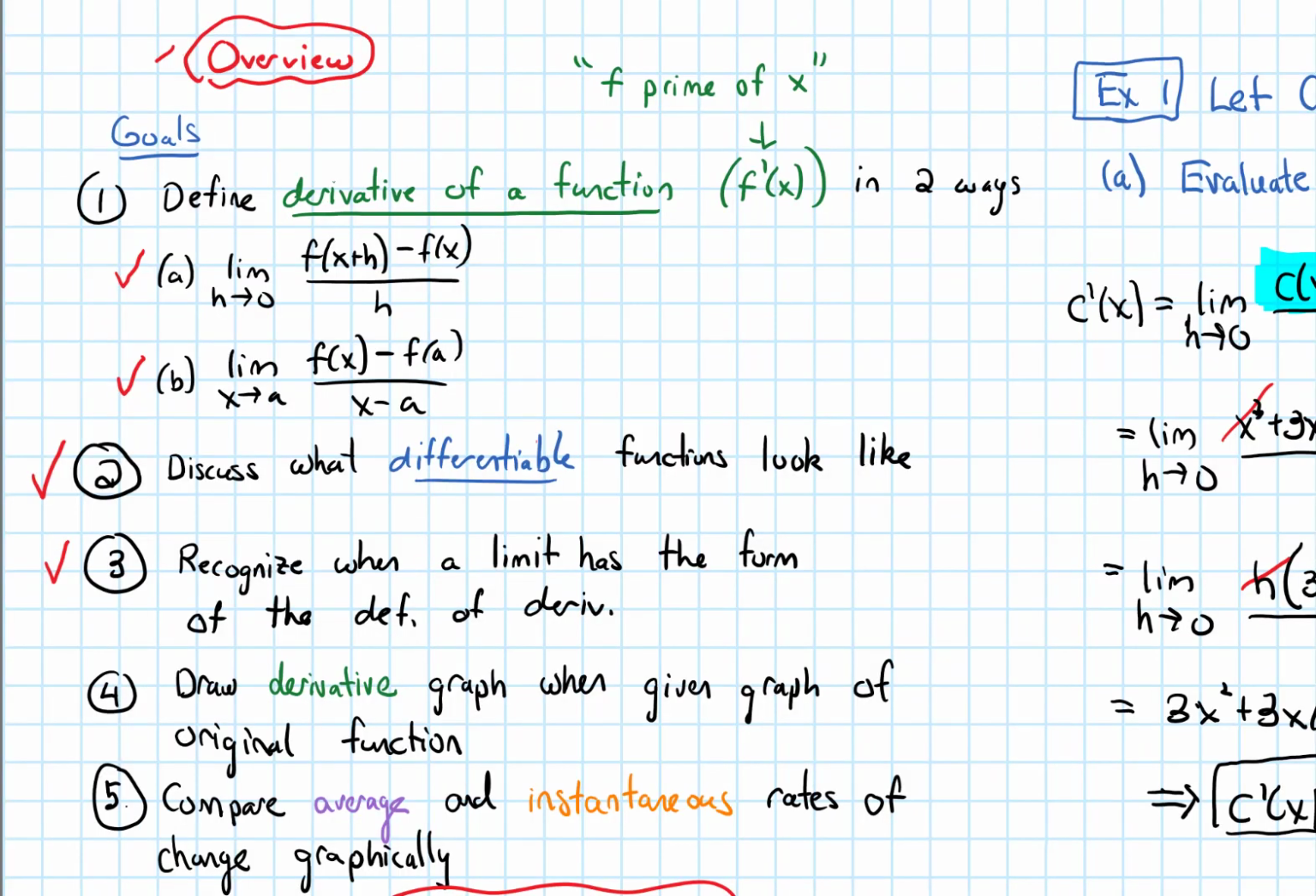All right, so returning to our goals, we finished the last 2 goals in tandem in this last video: learning how to draw a derivative graph when given the graph of the original function, and being able to compare average velocities, which are slopes of secant lines, to instantaneous rates of change, which are the slopes of the tangent line.